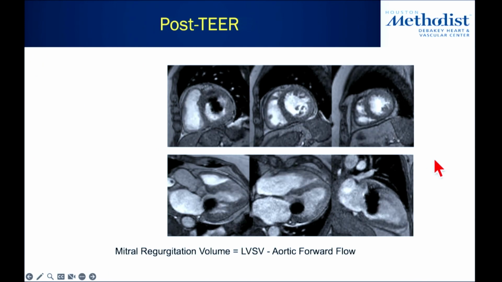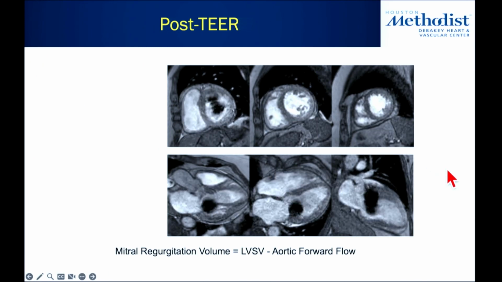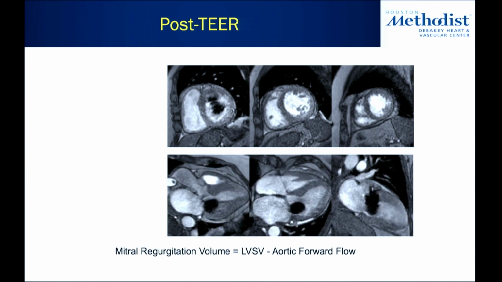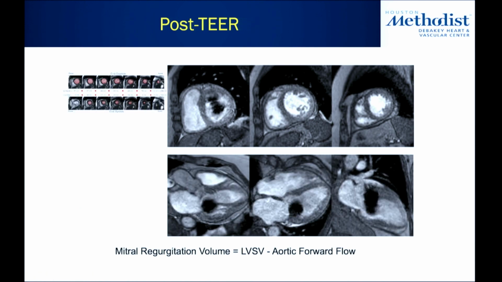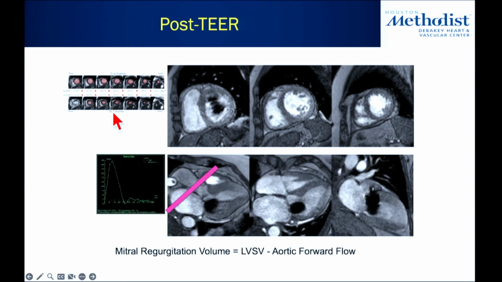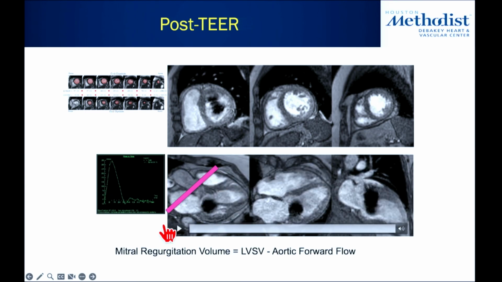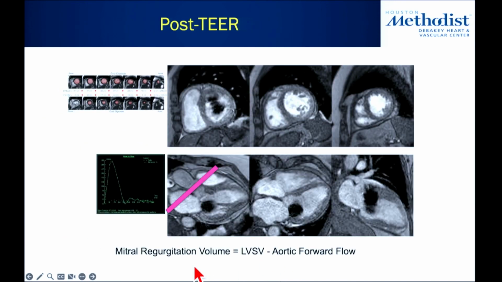Now, this same approach can be used post-TEER as well. This can be done for the mitral or even for a tricuspid TEER, as long as you can measure the stroke volume out of the ventricle by comparing the end diastolic and end systolic contours, and then measure the flow going out the great vessel. For the mitral, you'd measure flow out the aorta. If it's a tricuspid TEER, you'd want to measure flow going out the PA, and then compare the difference between the two, and that would be your measure of regurgitant volume.